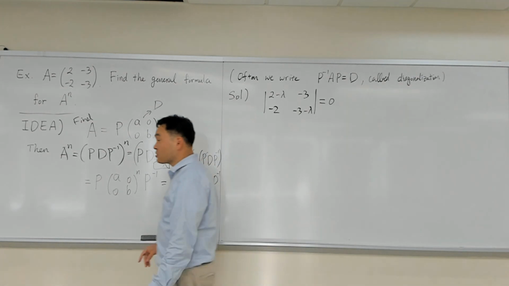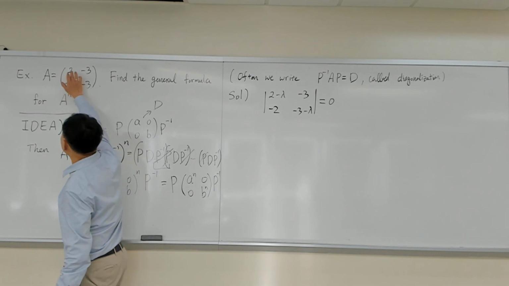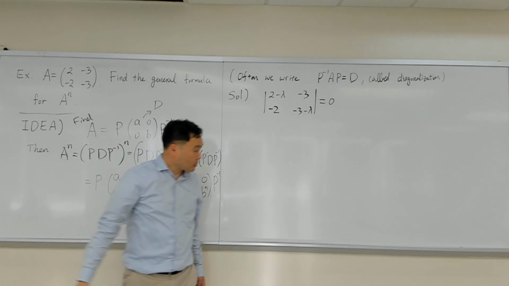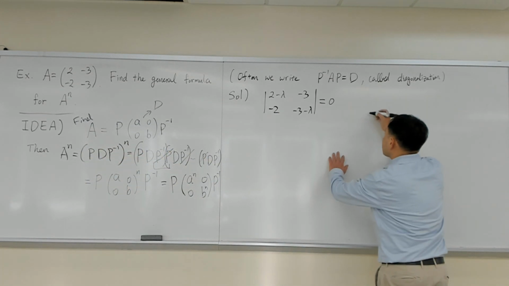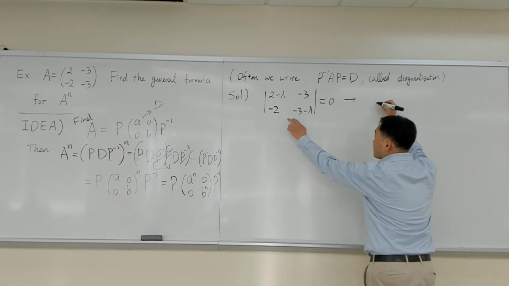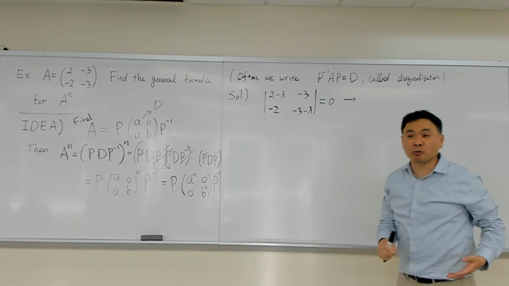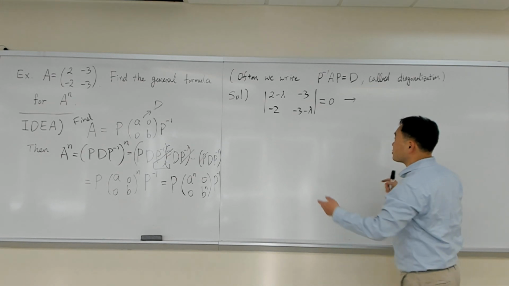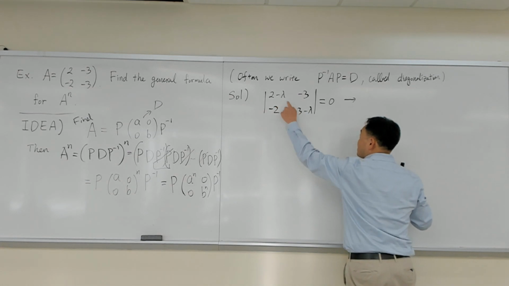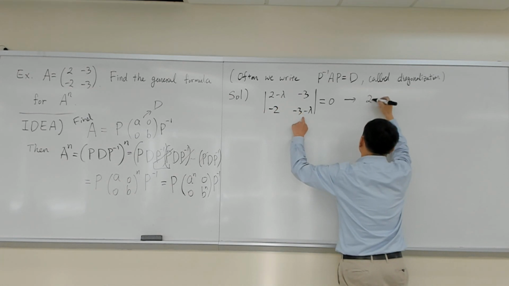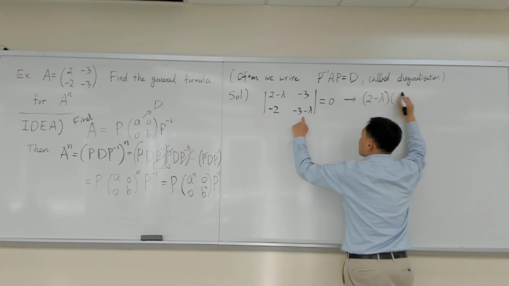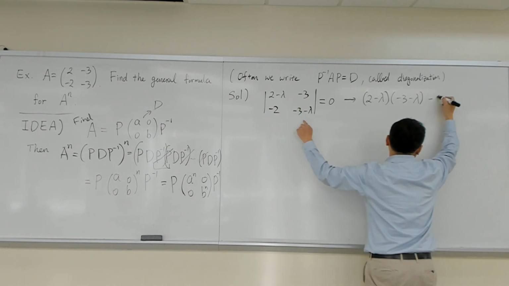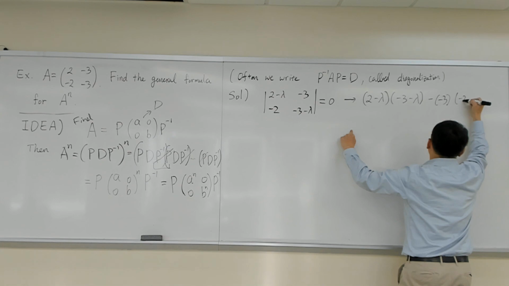If you forgot what this was about, you're supposed to subtract lambda off the diagonal. The other entries don't change; only along the diagonal do you subtract lambda. And this absolute value means that it's the determinant. What's the determinant of a matrix A, B, C, D? AD minus BC, yes. So we do AD: 2 minus lambda times negative 3 minus lambda, minus BC, negative 3 times negative 2.